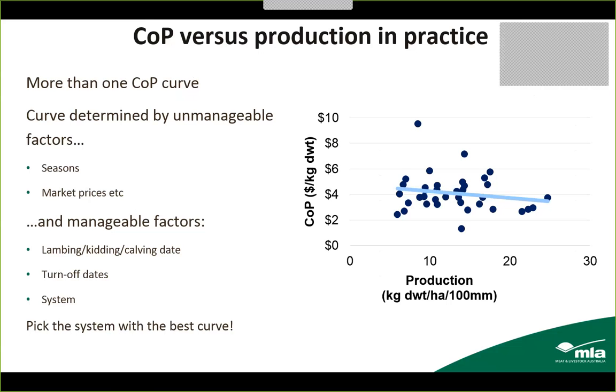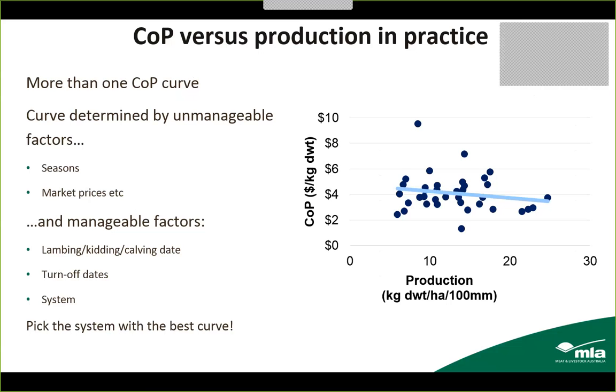curves. And over time, though, it becomes clear that some factors under the control of management actually allow producers to more consistently operate with a low cost of production and a higher level of production. And our view is that systems play a big role in that.